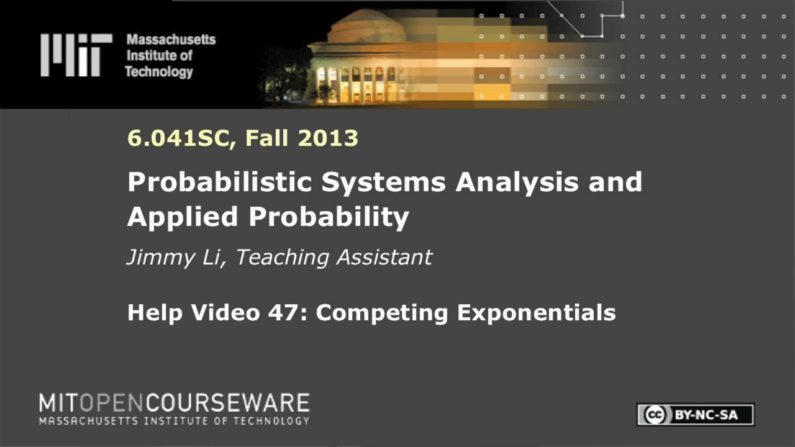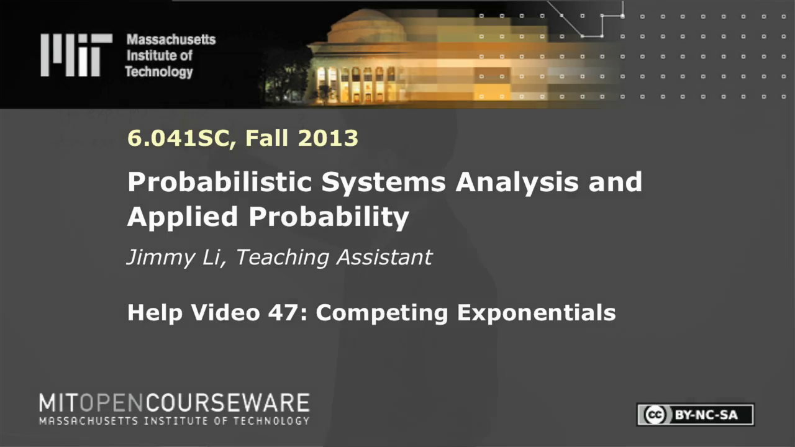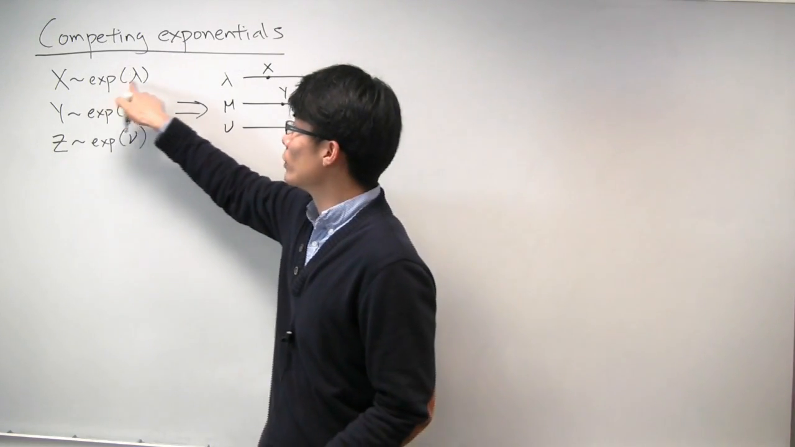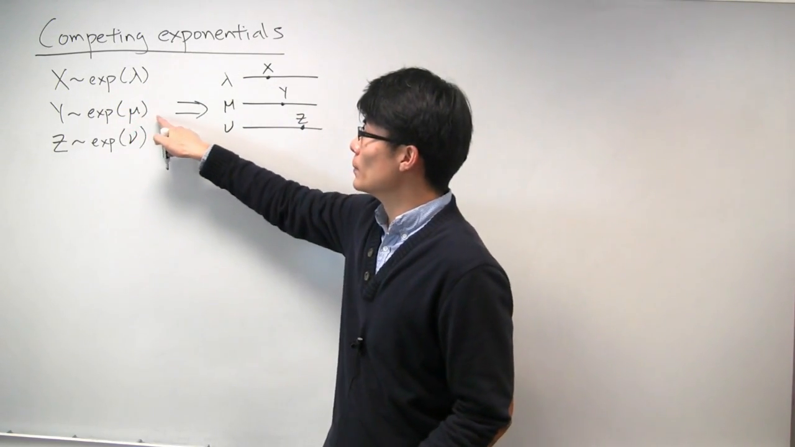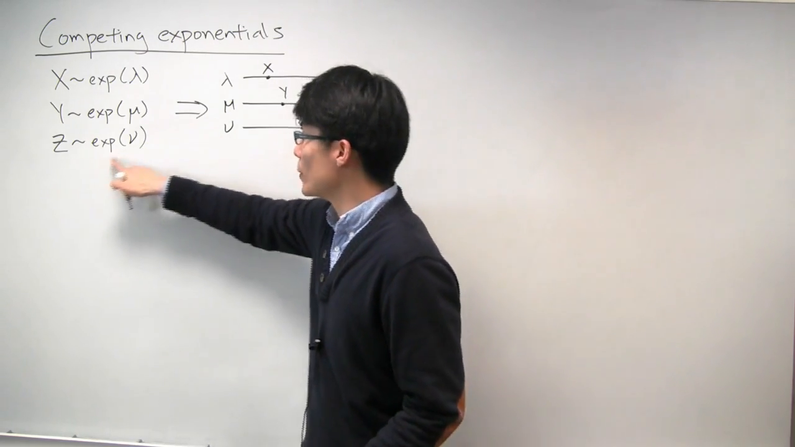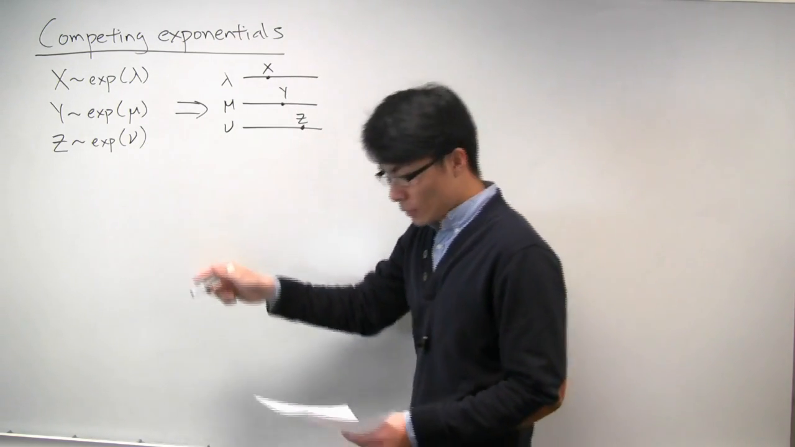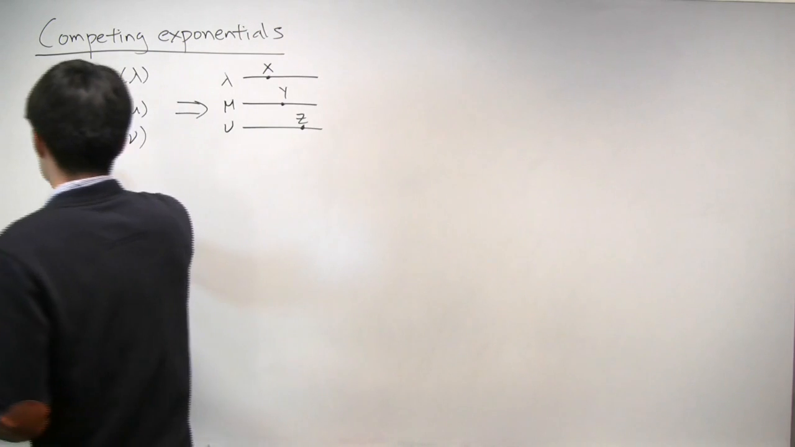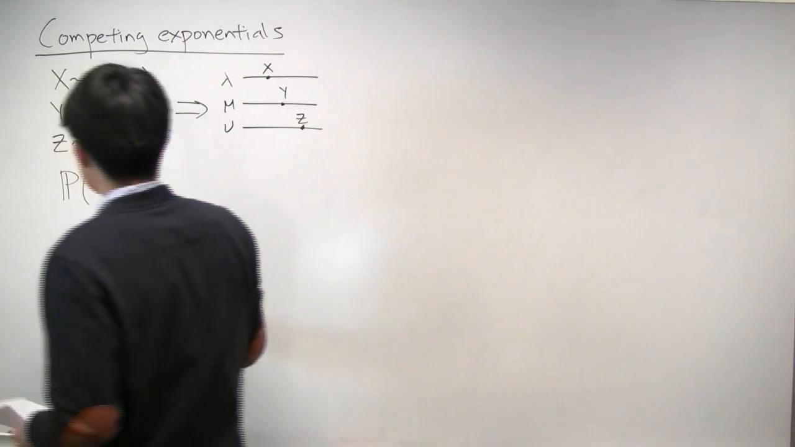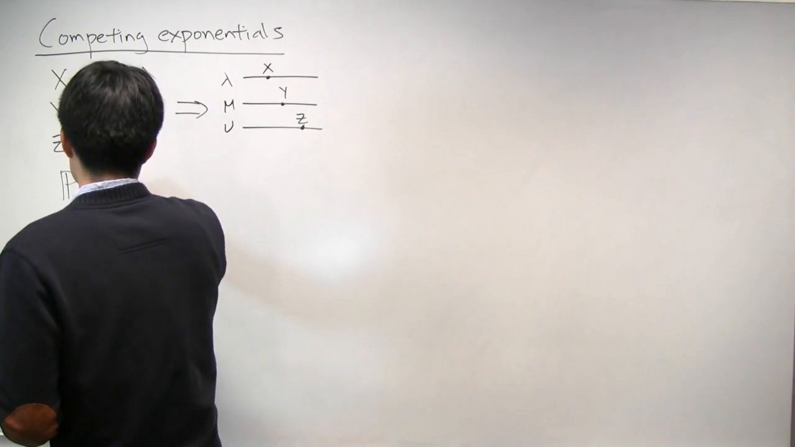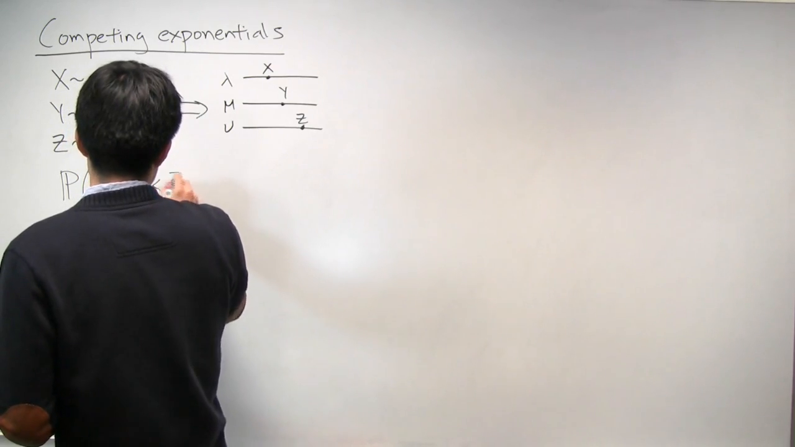Hi, in this problem we're going to look at competing exponentials. So we have three exponential random variables, X with parameter lambda, Y with parameter mu, and Z with parameter nu. And we want to calculate some probability: the probability that X is less than Y is less than Z.